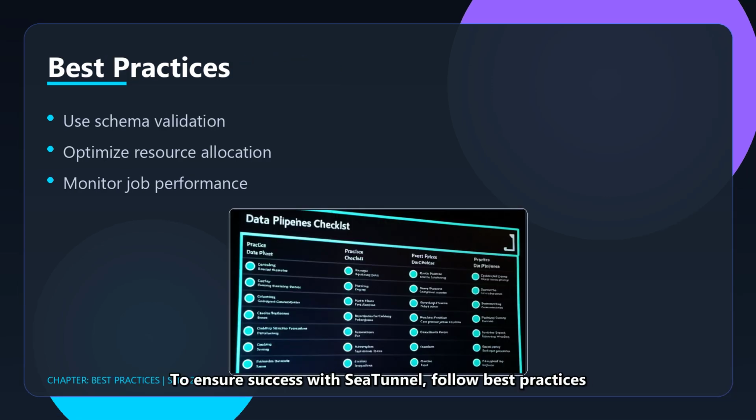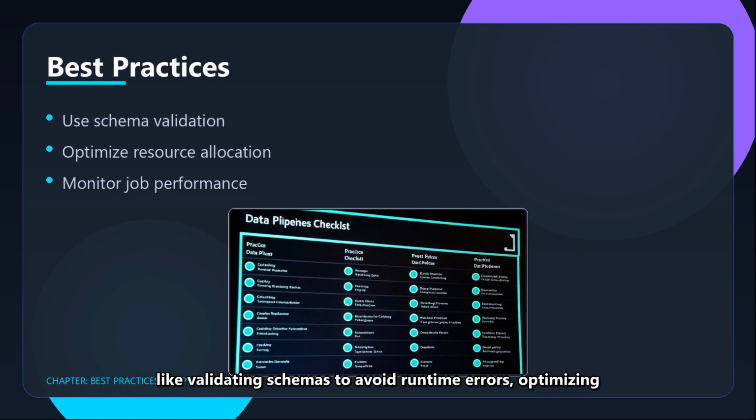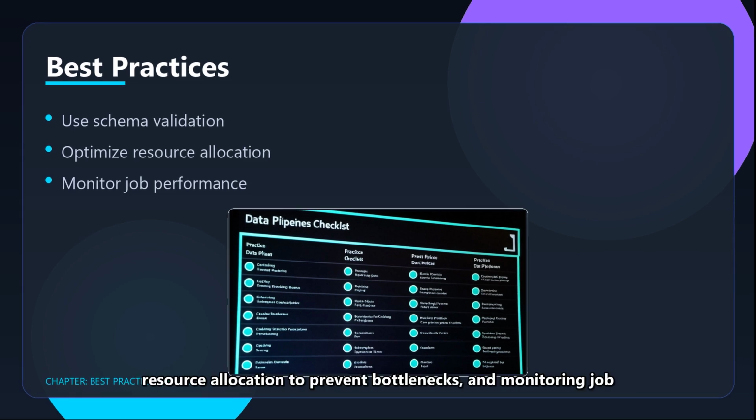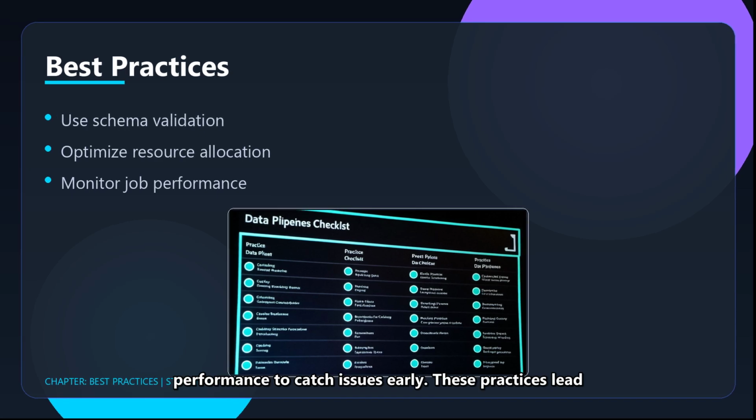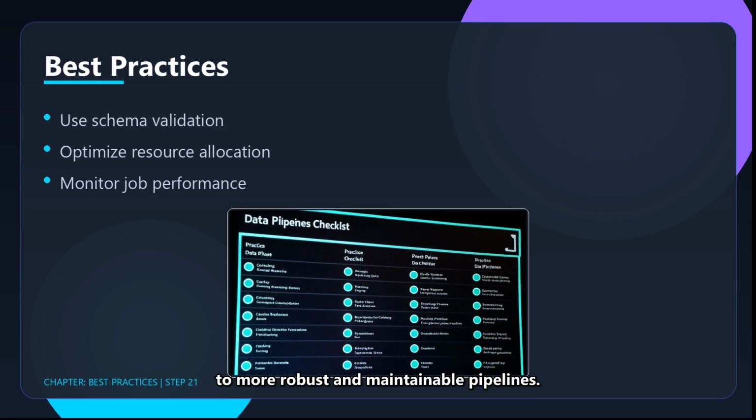To ensure success with SeaTunnel, follow best practices like validating schemas to avoid runtime errors, optimizing resource allocation to prevent bottlenecks, and monitoring job performance to catch issues early. These practices lead to more robust and maintainable pipelines.